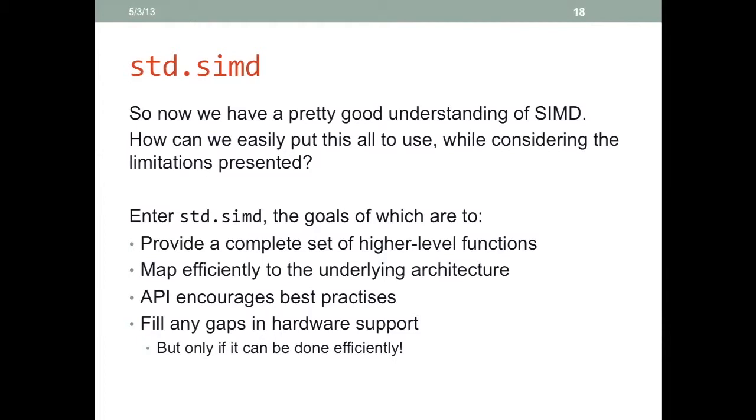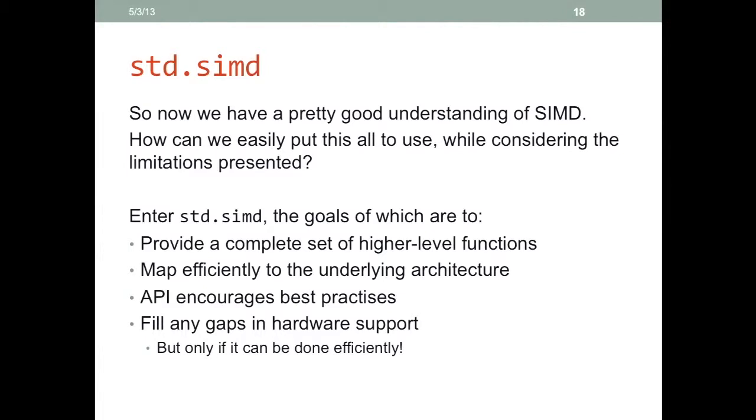The question is, how can we put all of this to use without having to keep it in mind, and make good use of the hardware without having to worry too much about these details? So I've been working on this library, std.simd. I wanted to have a beta ready, but it'll be there soon. But I have a GitHub fork of Phobos, which people can check out if they're interested.